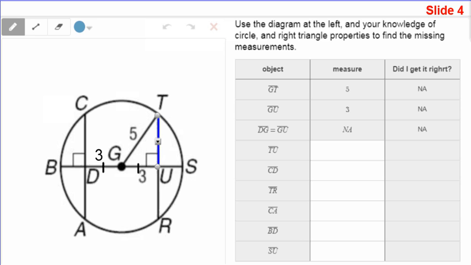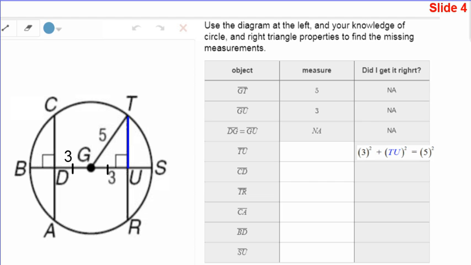So now we're asked to find the measurement for TU. So we see where that is, and that's part of a chord for our circle. We also can see that it belongs to the right triangle TGU, where we know the hypotenuse and one of the legs. So knowing our information about right triangles, we could use the Pythagorean theorem to find that missing side, because we know the sum of the two legs squared is equal to the hypotenuse squared. So using our Pythagorean theorem, we could solve for the length of TU.